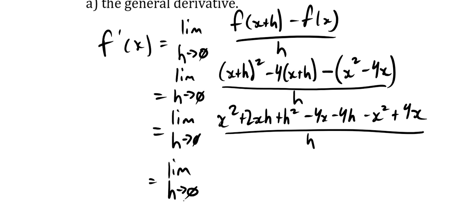So all the ones that don't have an h in them should be adding to 0. Let's see if that happens. I've got x squared minus x squared. Good. I've got negative 4x plus 4x. That's good. Every other term has an h in it. So I'm good. So I've got h squared minus 4h plus 2xh.